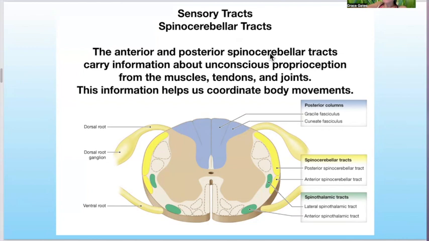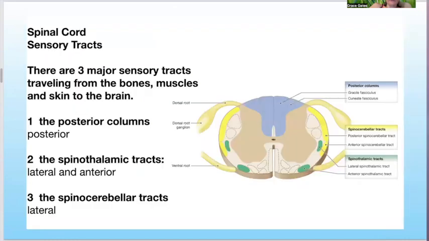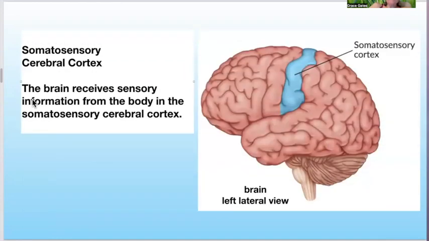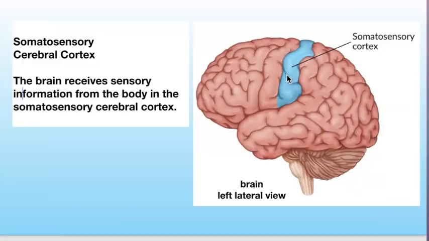This information helps us to coordinate body movements. So now we've gone through the three different major sensory tracts: the posterior columns, the spinothalamic tracts, and the spinocerebellar tracts. The brain receives sensory information from the body through the sensory tracts in the somatosensory cerebral cortex. And shown here in a bright band of blue is the somatosensory cortex. It is in the posterior of the brain.